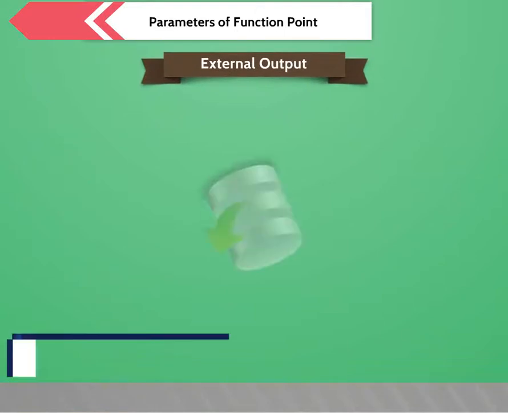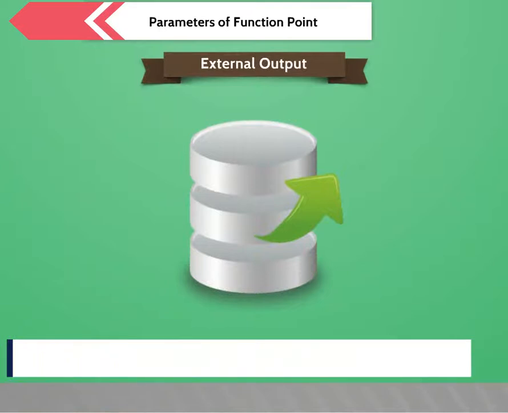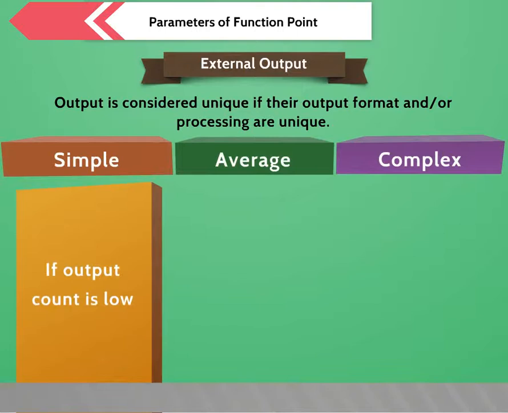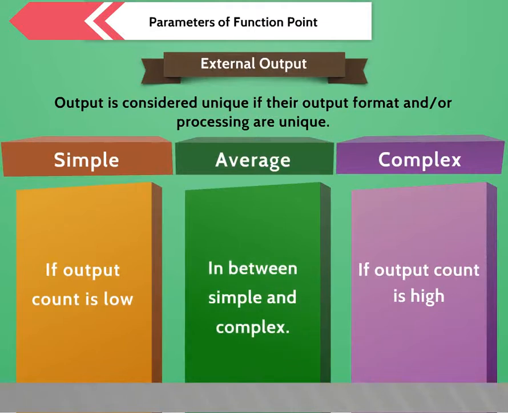External output. All output types provided by the system are counted in this category. Output is considered unique if their output format and or processing are unique. Simple, if output count is low. Complex, if output count is high. Average, in between simple and complex.